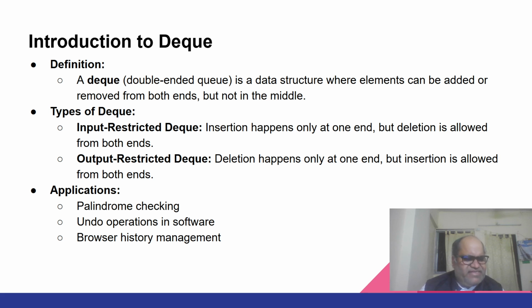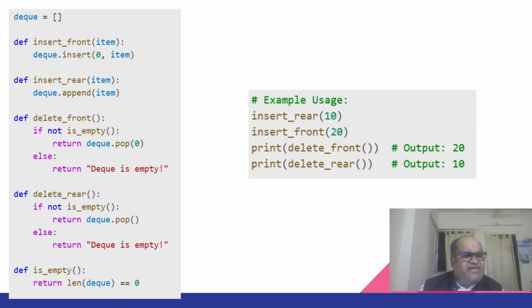Simple applications: palindrome, checking whether it is the same from both ends or not, undo operations in software, browser history management, those kinds of things. Its implementation is going to be: insert at front, insert at rear, delete from front, delete from rear, and check for empty. So if you insert 10, then 20 at the front, and then delete from the front, you get 20. Deleting from the rear, you get 10.